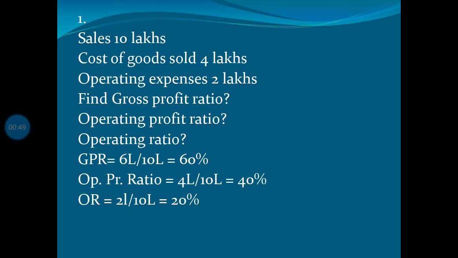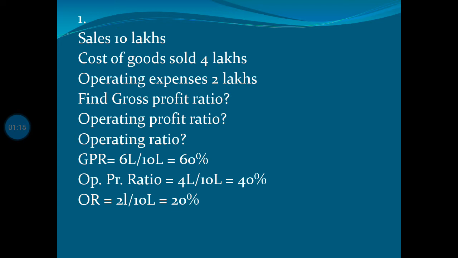Sales 10 lakhs, cost of goods sold 4 lakhs, operating expenses 2 lakhs. Find gross profit ratio, operating profit ratio and operating ratio. There are 3 questions. First one is gross profit ratio. We know gross profit ratio is equal to gross profit divided by net sales into 100. Here sales is given as 10 lakhs.